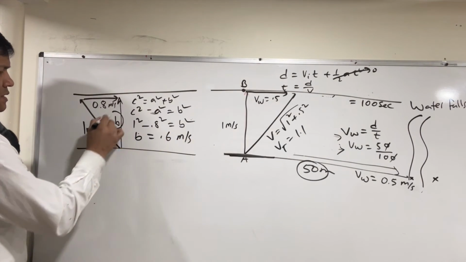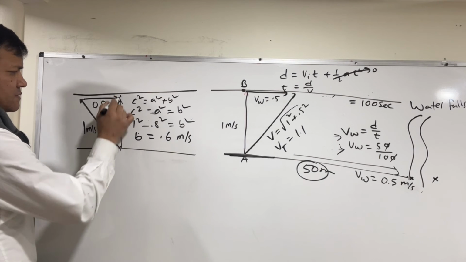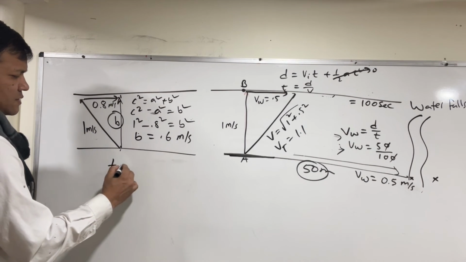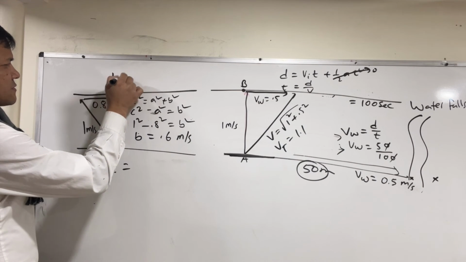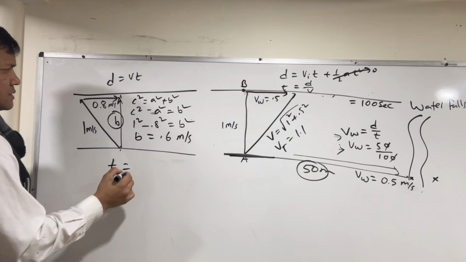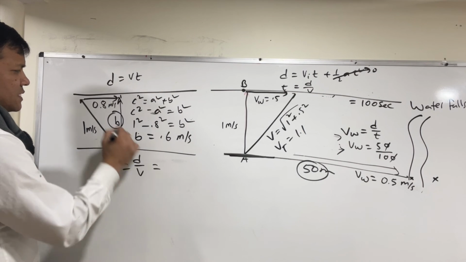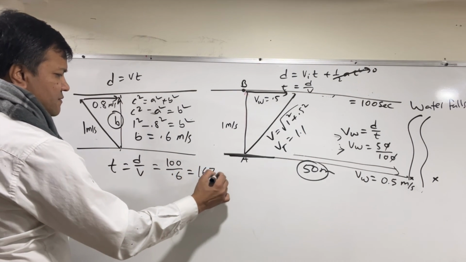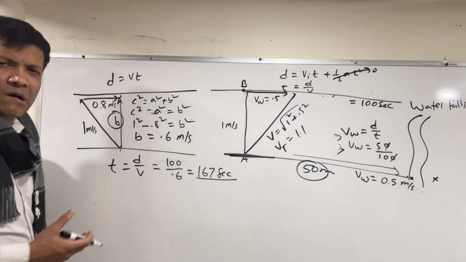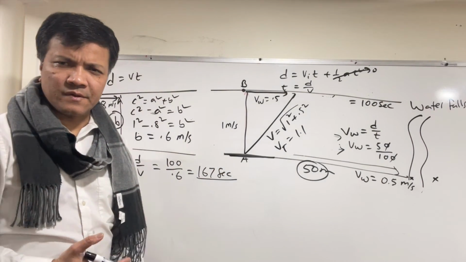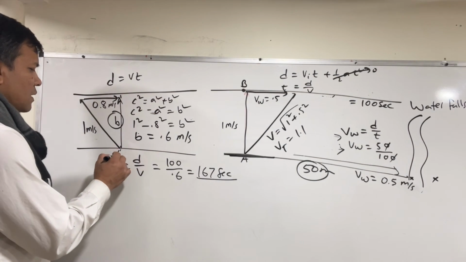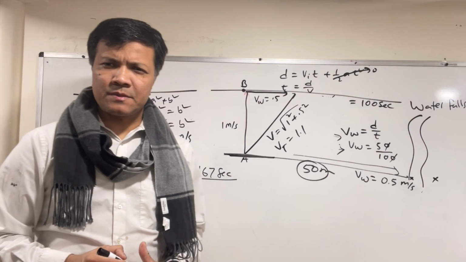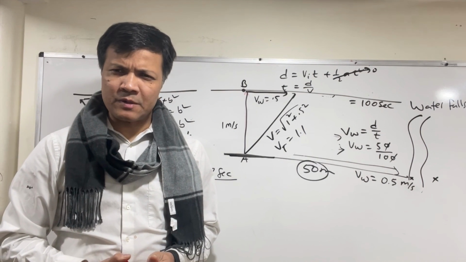So this is up and down. How long is it going to take? T is equal to D over V. The D is still 100 and this is 0.6, so this is 167 seconds, and that's how long it is going to take for him to go from location A to location B. We're going to be talking more about it in the classroom.